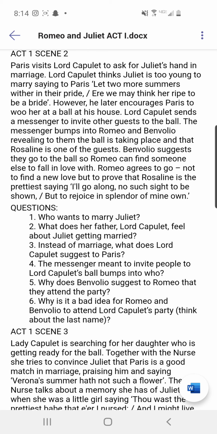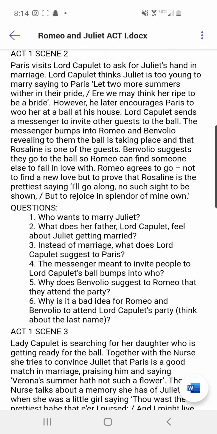He thinks she's too young. She is only 14. He says, let two more summers wither in her pride, ere we may think her ripe to be a bride. He wants his daughter to have more of a childhood, which is really strange, actually, and totally against the time period. Usually, 14-year-olds would totally be married off. This is not a weird time for that. I know, so gross to me, but that's what it was like back then. So he wants to wait and give his daughter more time.